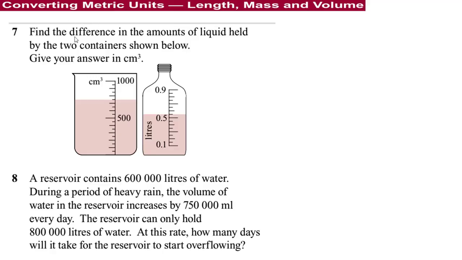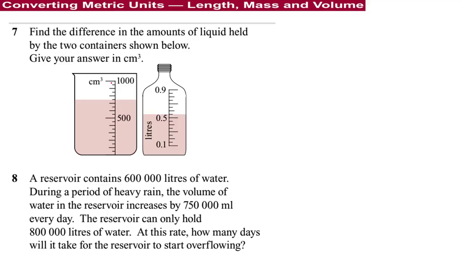Question 7 says, find the difference in the amounts of liquid held by the two containers shown below. The first container and the second container. Now, this first container is in centimeters cubed, and this one is in liters. So the idea is reading them and then converting them to the same unit. So the first thing I'm going to do now is just to read this.